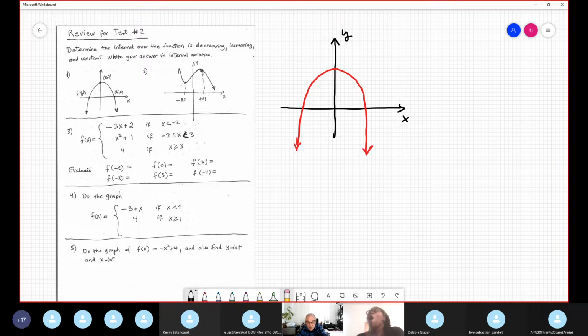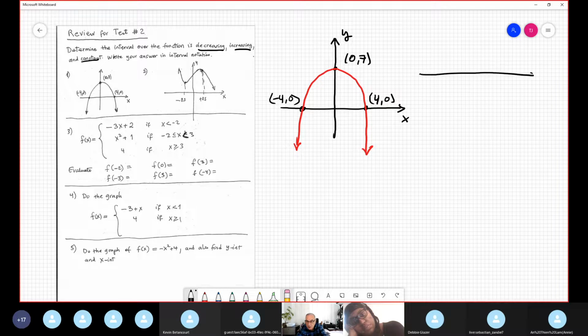And the points given are 4,0 and -4,0 because it's symmetric. And this point is 0,7. And they want to understand if the function is decreasing, increasing, or constant. What is the idea behind that? Well, you move in the domain from left to right. So this is my domain, from -infinity to +infinity. The motion is in this direction, from left to right, left to right.